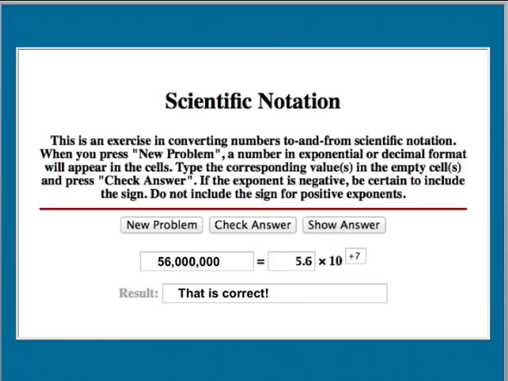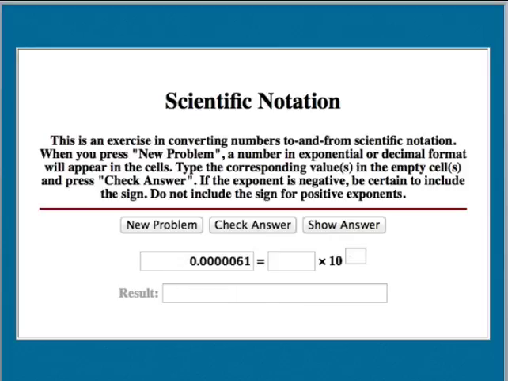Now, see this show answer button? If you push that button, let's say that you got it wrong somehow, but if you push the button anyway, you will get something that shows up here that will explain to you precisely how to do the problem and what the answer should be. That's a very nice little tutorial.